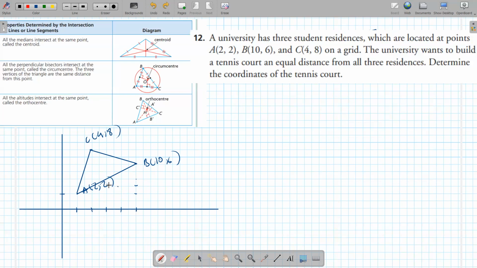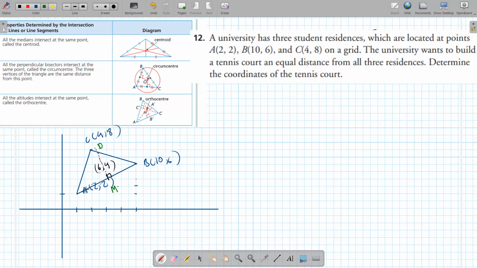Step 1, let's find the midpoint between 2, 2 and 10, 6, because perpendicular bisector goes to the midpoint. What's the midpoint here? 6 and 4, okay? Next, we need to find the equation of this line. Remember, perpendicular bisector means it's perpendicular. Let's call this point M. Let's call this point A. We already have A, so let's use something else, D.